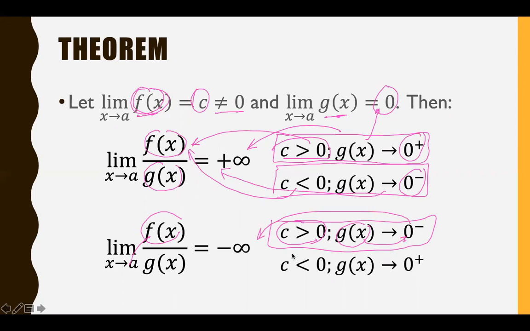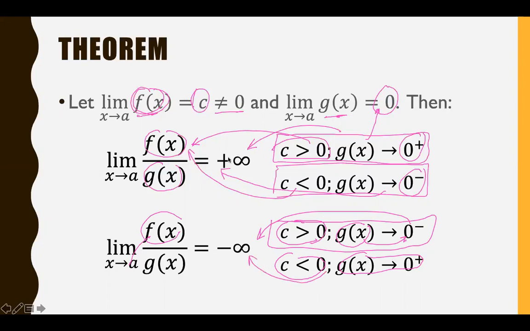On the other hand, c is lesser than 0, meaning negative numbers, and g of x this time is approaching 0 coming from the right. So therefore, everyone, the answer for that is negative infinity.